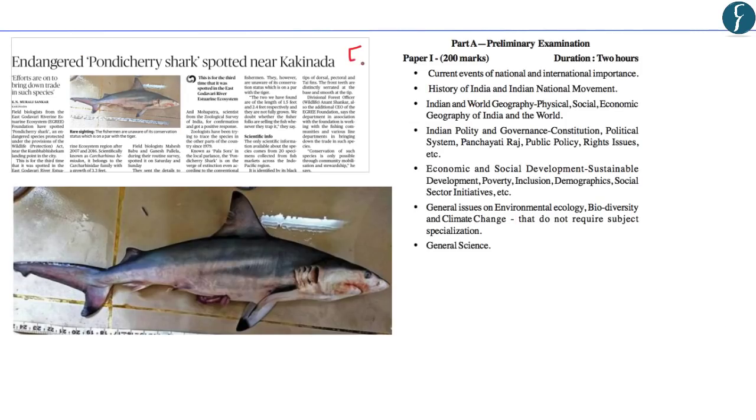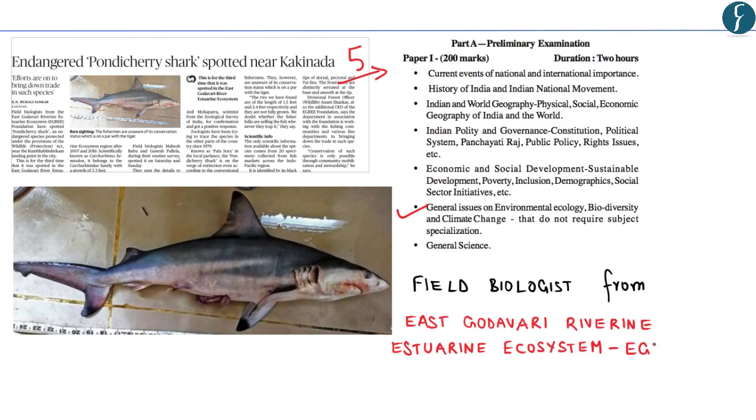Now another news appears on page number 5 which mentions endangered Pondicherry shark spotted near Kakinada. Now in your prelims examination, this topic also forms a part of the environment section. Now in this particular news, field biologists from the East Godavari riverine estuarine ecosystem, which is also known as EGRI, have spotted this Pondicherry shark. Now in this aspect, let's learn certain basic facts about this Pondicherry shark.